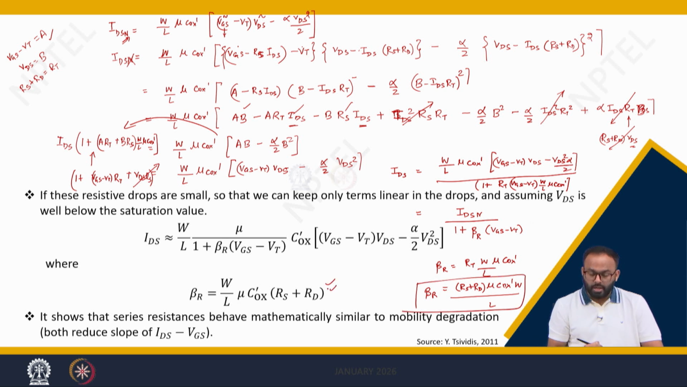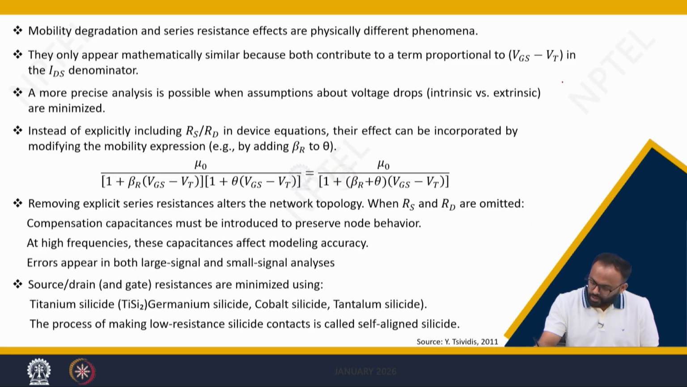So, the closed form equation of our current including the source drain resistance is given by IDSN divided by 1 plus beta R into VGS minus VT.